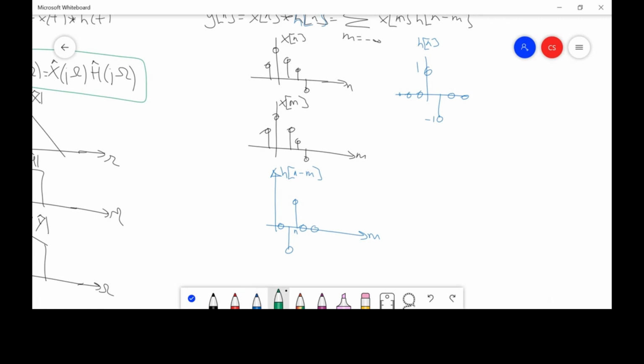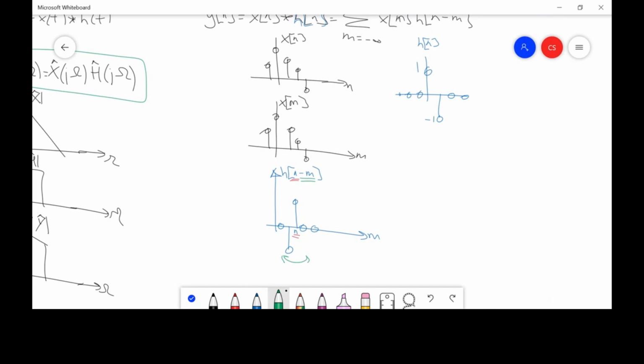So there is a minus m. That means that the signal has to be reversed with respect to this axis. Okay, and then there is a shift by n. It means that it has to be shifted to the right, and this minus m means that it had to be reflected.